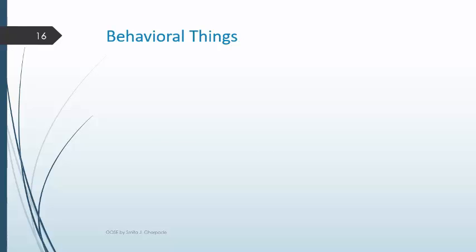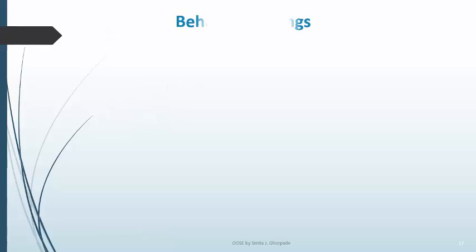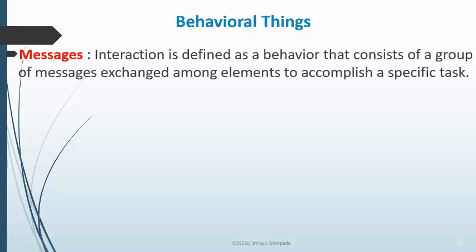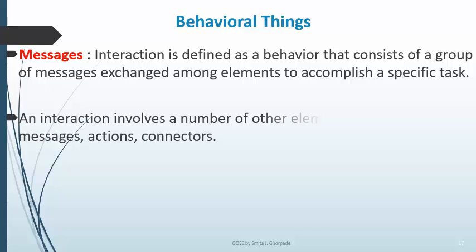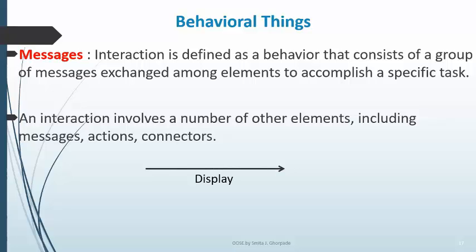Different behavioral things are messages, states, and activities. The first behavioral thing is message. Interaction is defined as a behavior that consists of a group of messages exchanged among elements to accomplish a specific task. An interaction involves a number of other elements including messages, actions, or connectors. Graphically it is denoted by a line with a specific direction, or an arrow symbol.